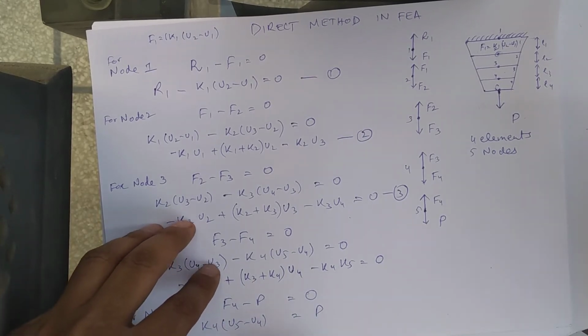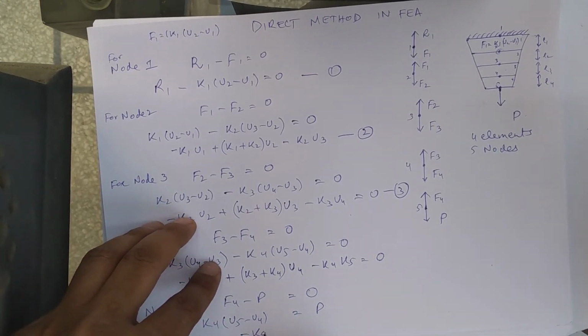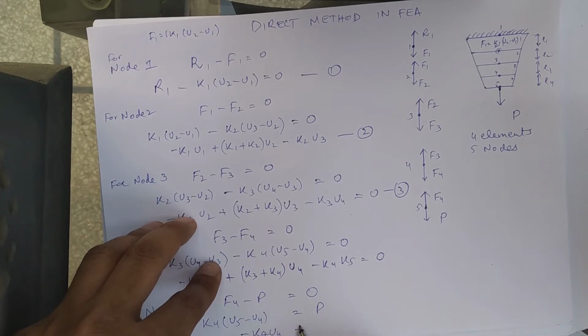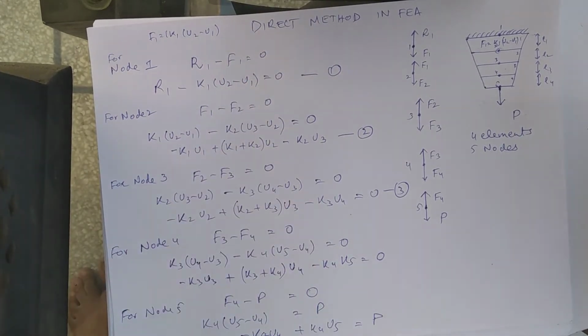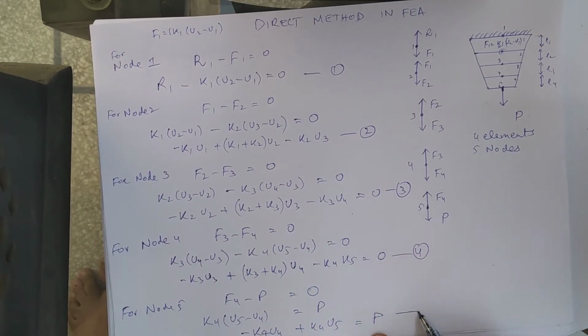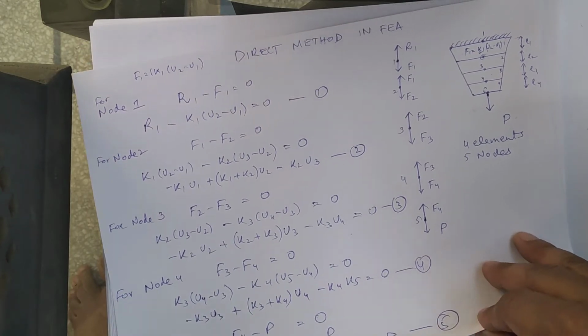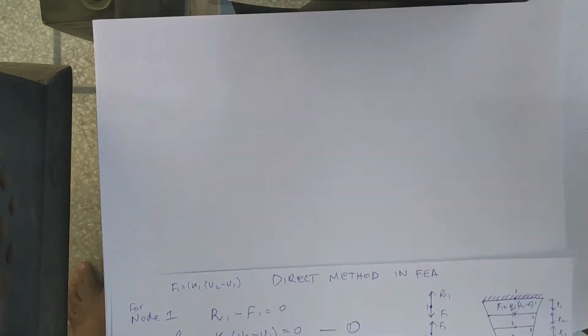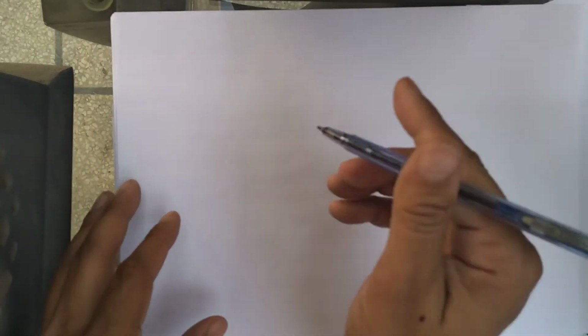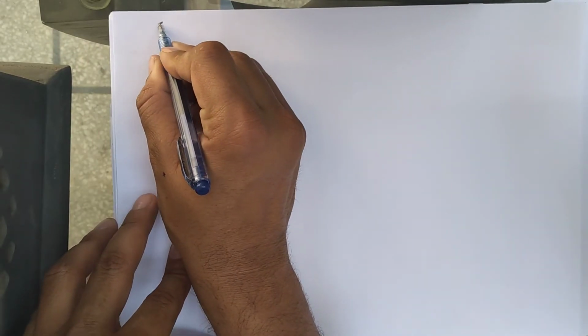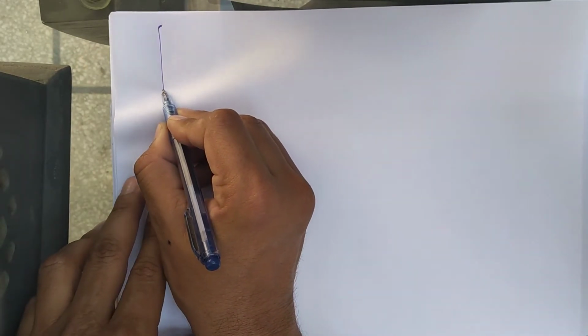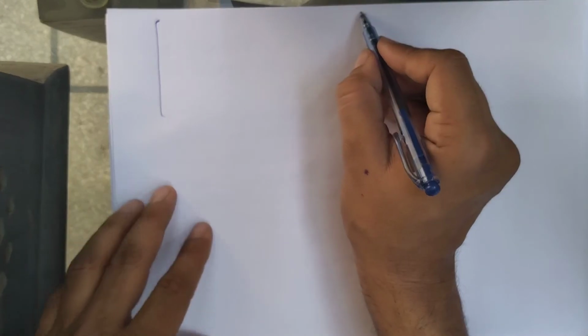So we simplify it, that will be minus K4 U4 plus K4 U5 is equal to P. So we have these 5 equations for the 5 nodes. Now it's time to assemble these equations and write them in the form of a matrix. So we will directly write it in the form of a matrix. Right? We will have a 5 by 5 matrix, right?